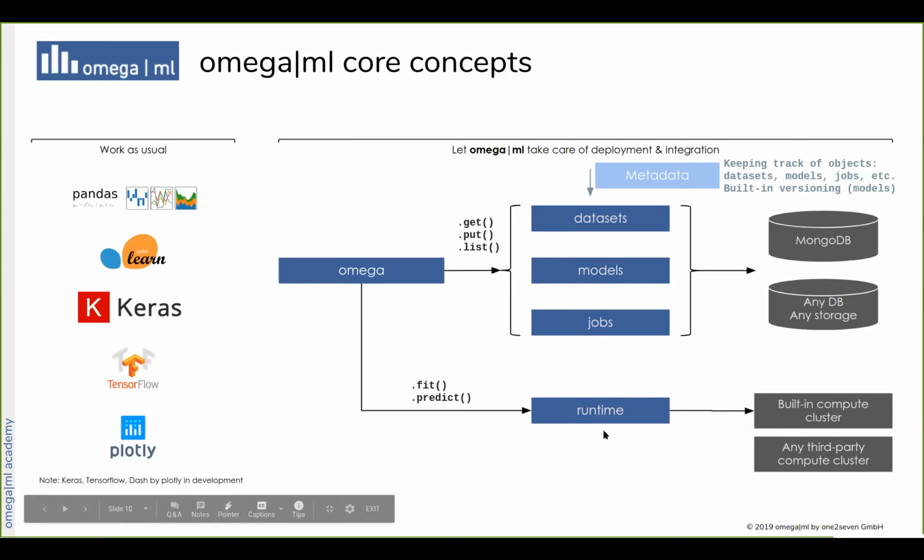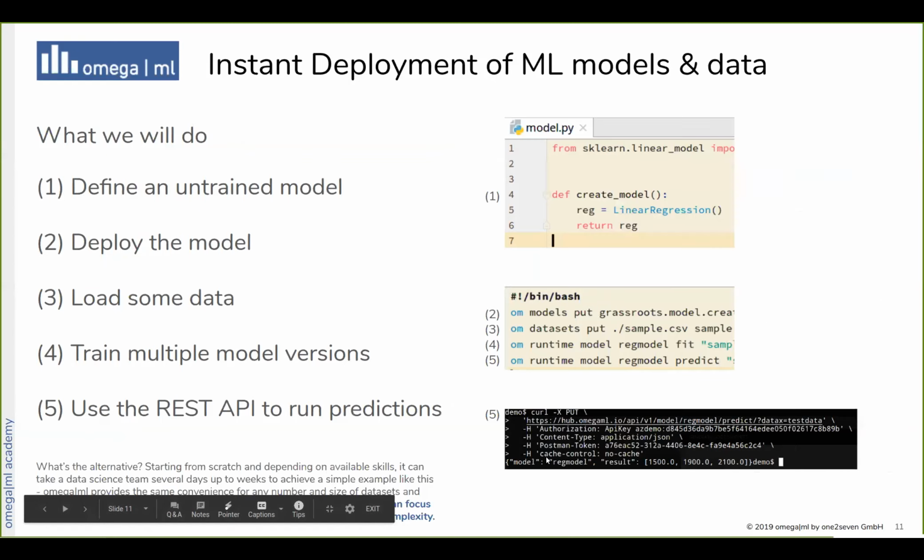What Omega ML also provides is the so-called runtime. And the runtime is really a simple interface to your cloud infrastructure, to your computational resources. So instead of running your models or training your models on your laptop, you can use the runtime to train a model on the cloud using cloud-provided resources. That could be on Google or Amazon, or it can be in-house in your own cloud, or it can be any other server that has the Omega ML system installed. We will also see that in the demo.